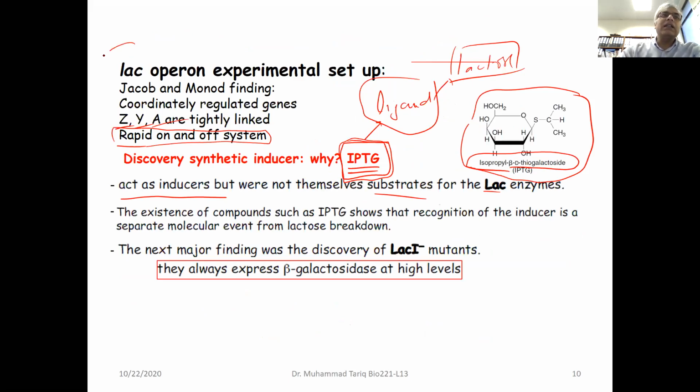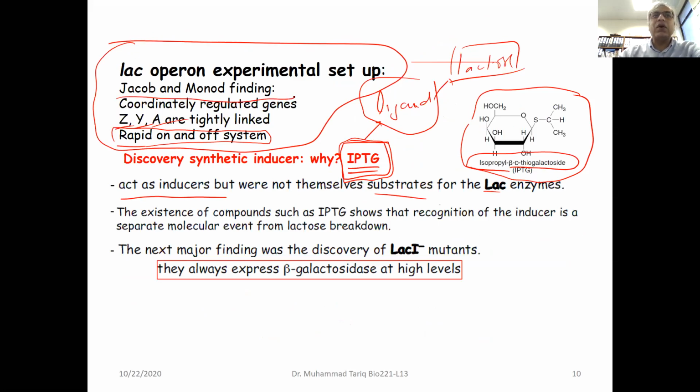Through their genetic analysis, the biggest discovery for Jacob and Monod was the discovery of lac I mutants. I think it was maybe 50 years ago or more. They discovered a mutant which was constitutively expressing the lac operon.